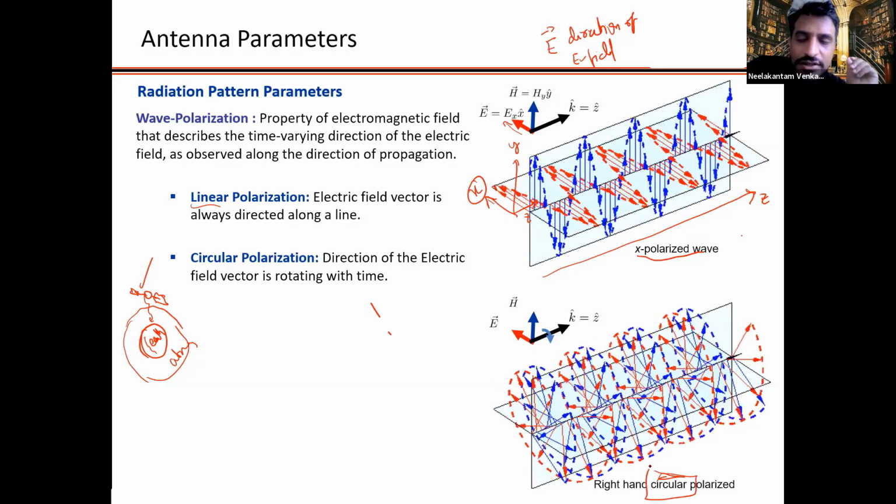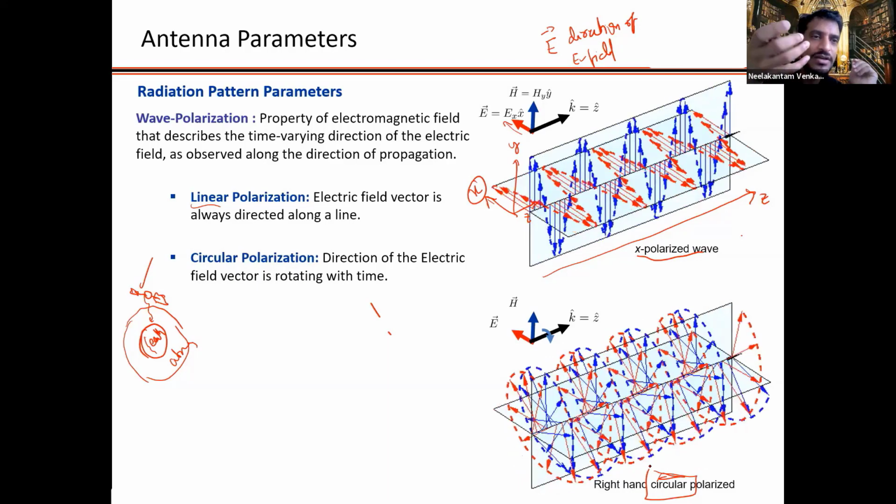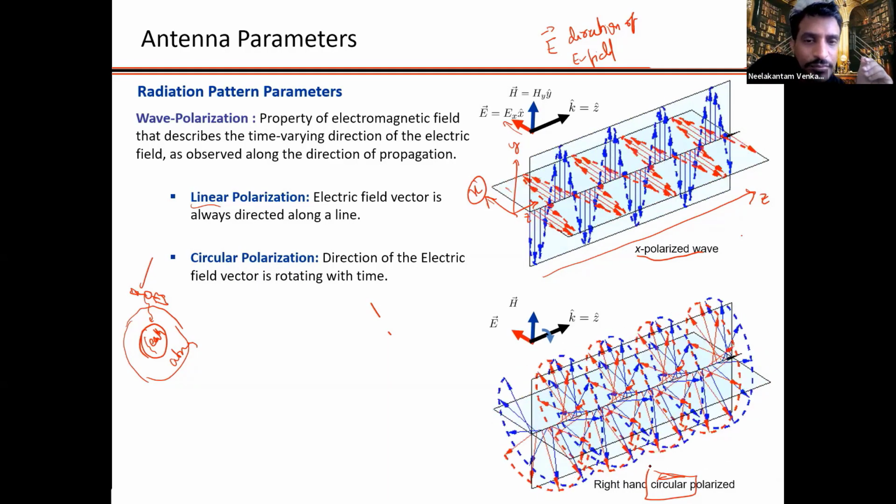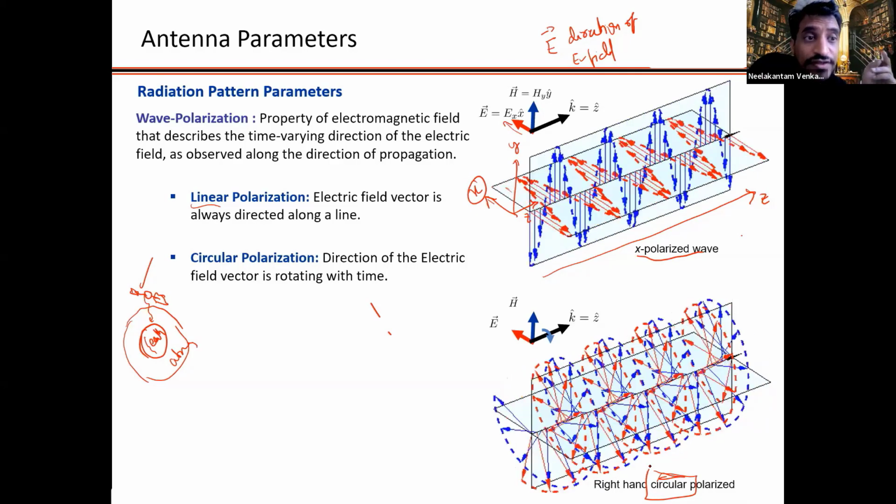So the question then is, should the antenna on the mobile phone be linearly polarized, or should it have dual polarization? Should it be able to receive in both polarizations? The answer is it should be able to receive in both polarizations.